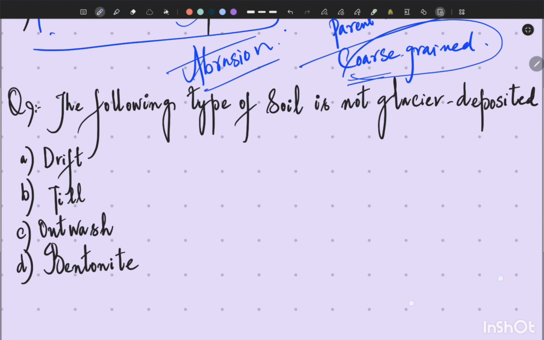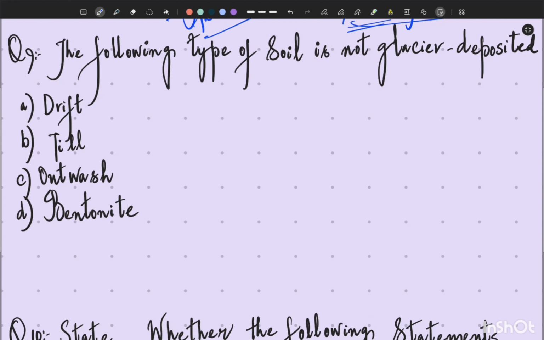Moving further to question number 9. Question number 9 says, the following type of soil is not glacier deposited. Which is that soil? Is it drift, till, outwash, or bentonite? So these are all types of soils, and we have to look for the answer which is not glacier deposited.